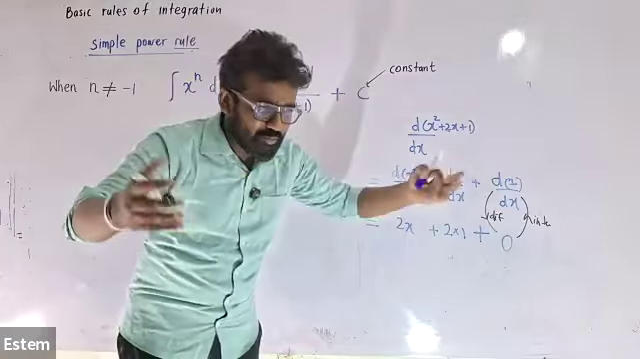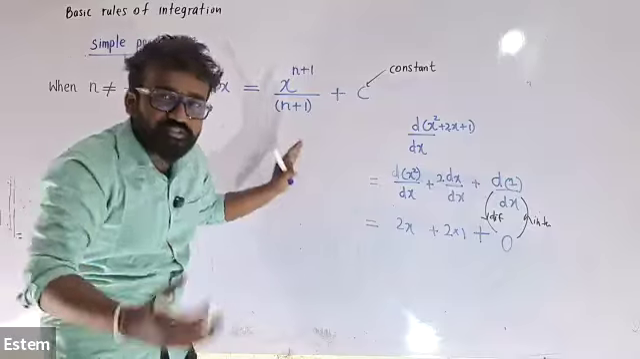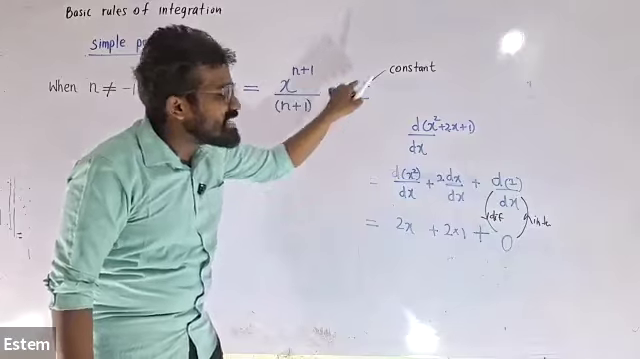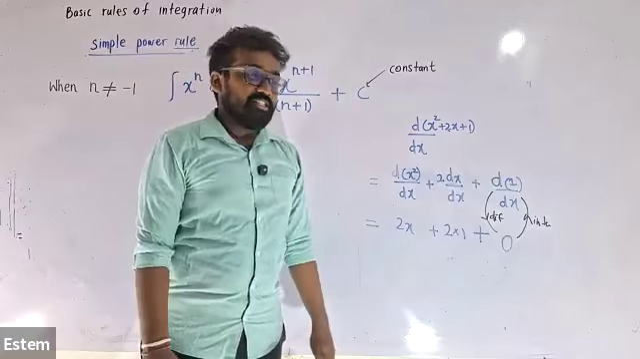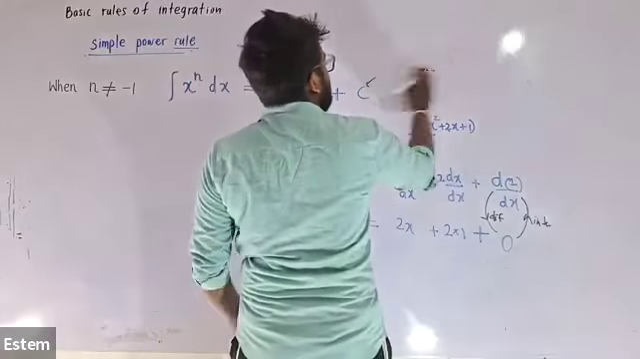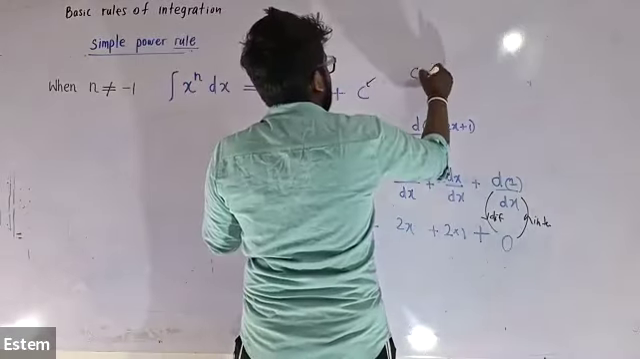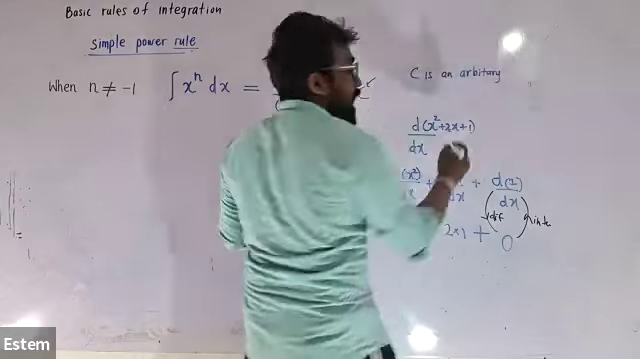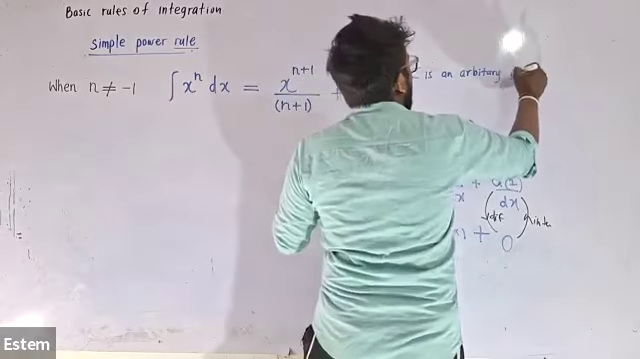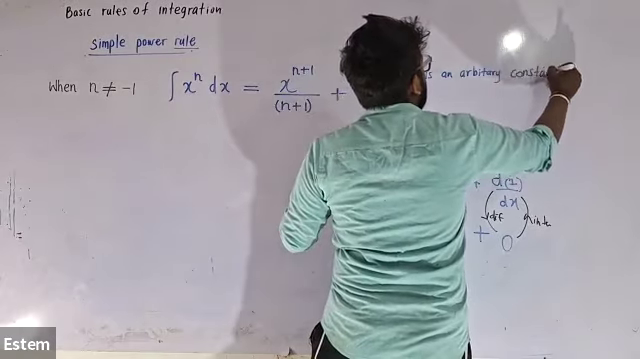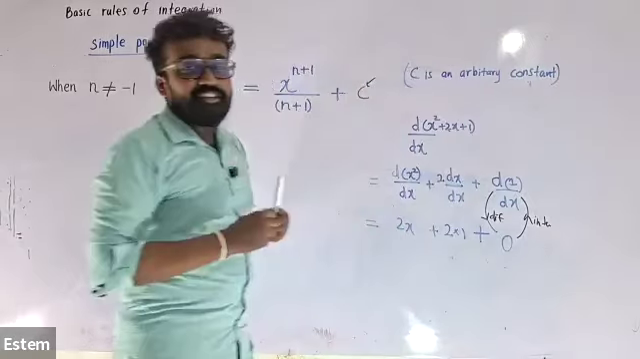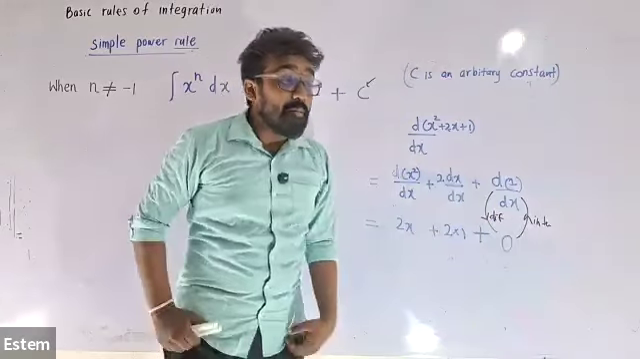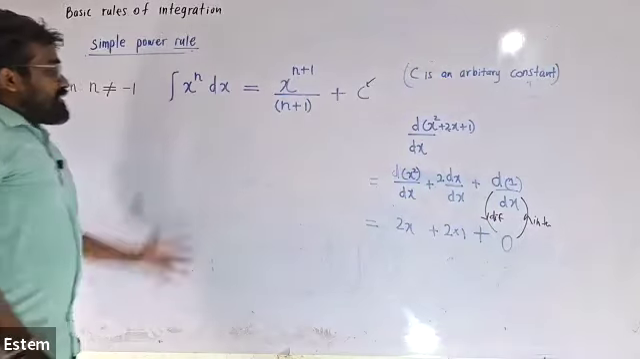Don't worry, for every integration you are doing from here, after that integration, just put a c. Okay, just put a c. And we are writing c is an arbitrary constant. Arbitrary means abhimata. Arbitrary means it can be some number value, some value. That's right. C is an arbitrary constant. Okay, this is the first rule.